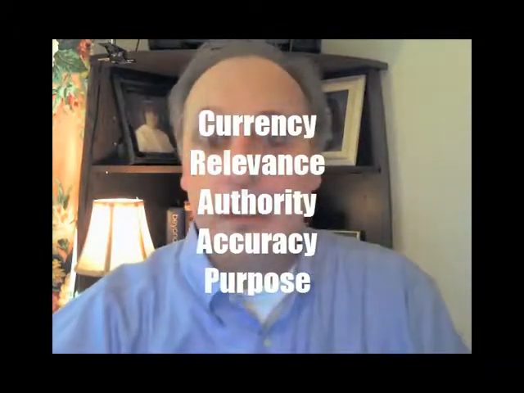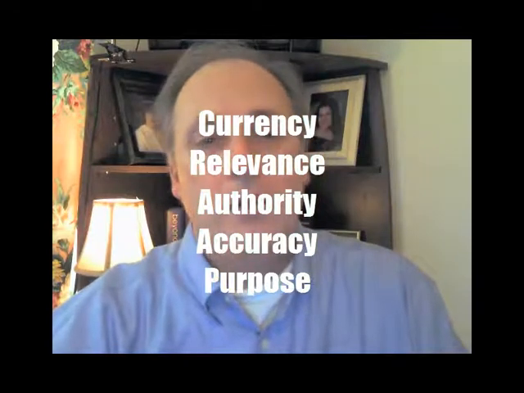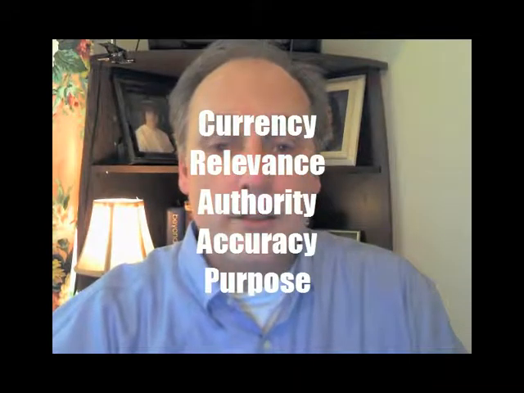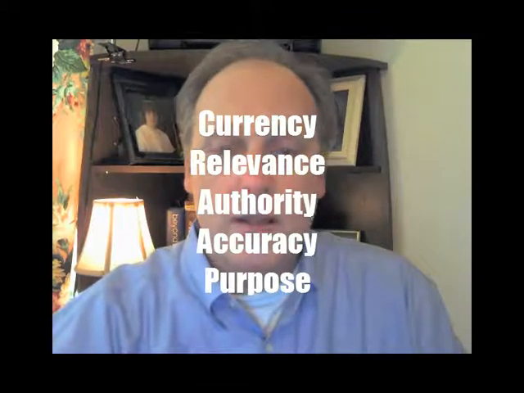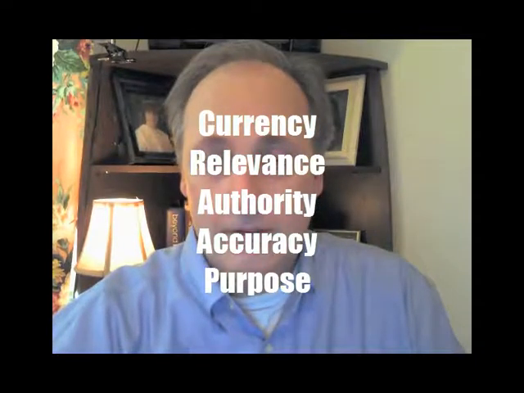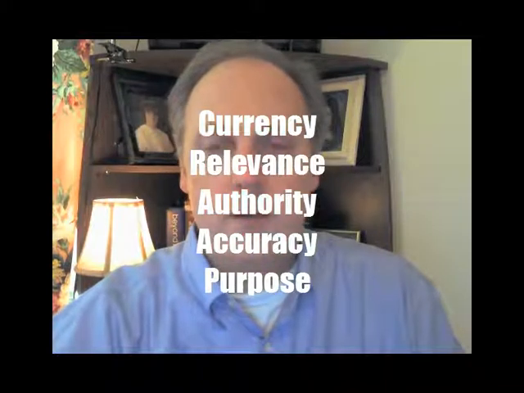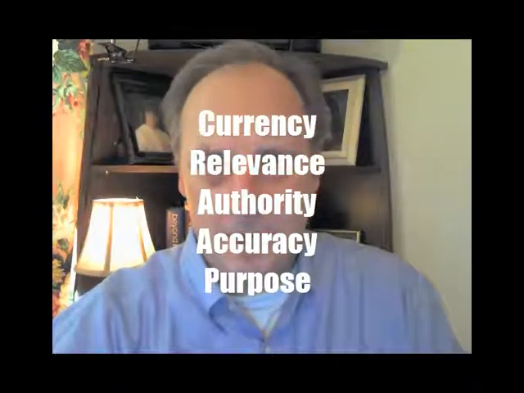All right, now I assume everyone is finished with that. I'll go ahead and give you the answers, and we can just grade them in class right now. All right, question number 1, C is currency. Question number 2, R is relevance. Question number 3, A is authority. Question number 4, A is accuracy. And question number 5, P is purpose.